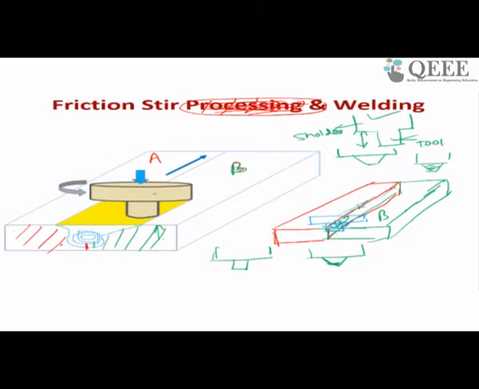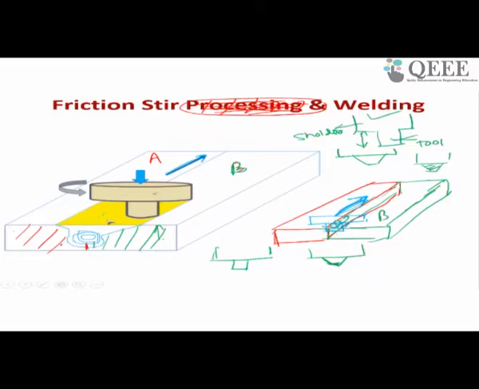Then you have to move the tool. In that condition you move the tool in this direction. Move the tool in this direction. Then what happens at this zone? The tool will rotate in rotational condition. Then what will happen here? Because of plastic deformation, joining will happen.